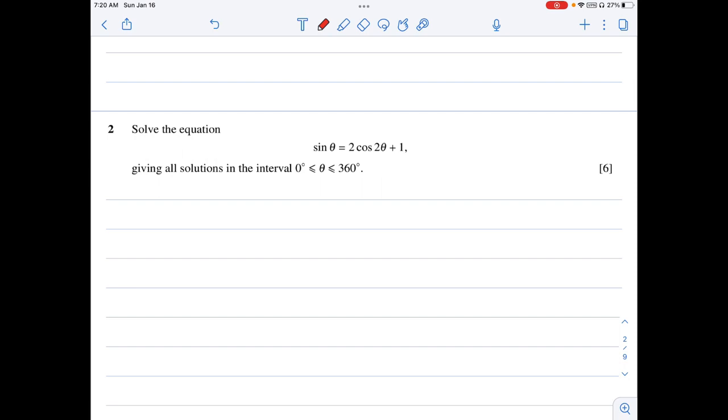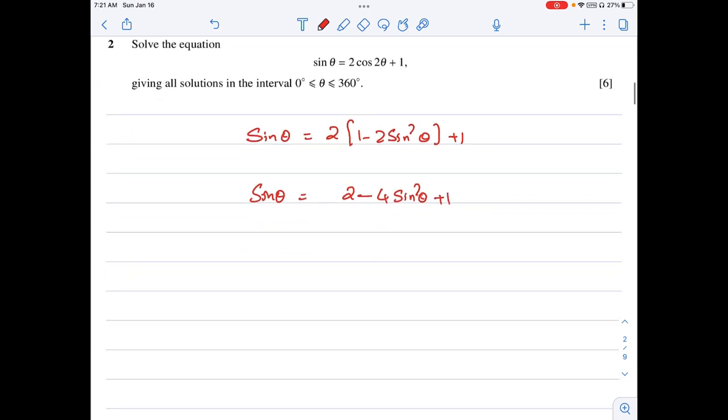Solve the equation sin theta is equal to 2 cos 2 theta plus 1. What am I going to do? I am converting that cos 2 theta in the form of sin theta. The cos 2 theta formula is 1 minus 2 sin square theta. So I get sin theta is equal to 2 minus 4 sin square theta plus 1. Bring all the terms on one side. It becomes 4 sin square theta plus sin theta minus 3 is equal to 0, since 2 plus 1 is 3.